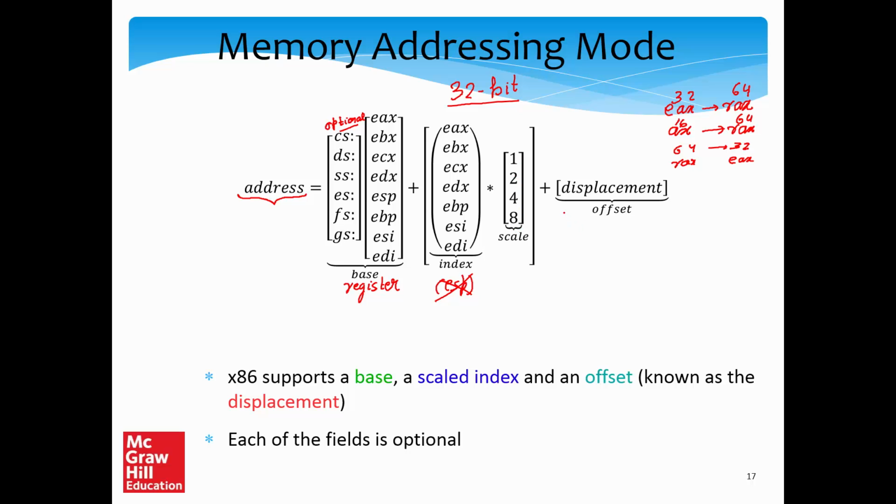And then we can add a displacement. A displacement is an offset, a constant. So we can add any displacement that we want. In the 32-bit instruction set, the displacement's maximum size is limited to 32 bits. So what does x86 do? It supports a base, a scaled index, and an offset, and the offset is known as the displacement. And mind you, each of these fields is optional. This is something which has to be kept in mind.